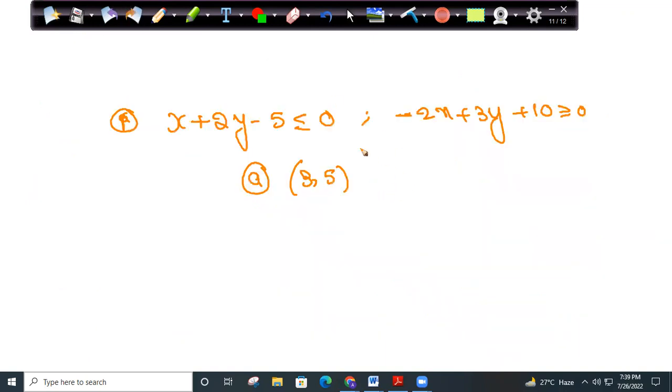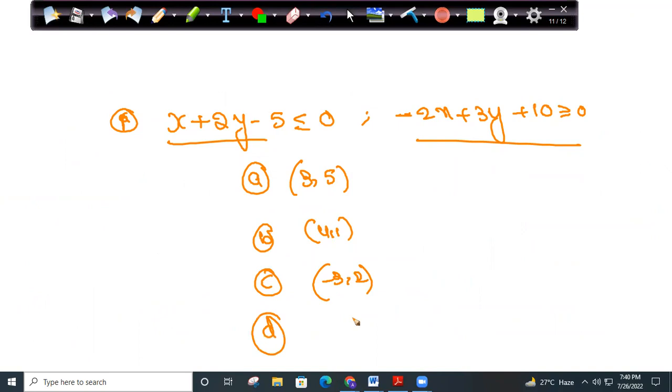So the next model I see in the general exam: they give a pair of inequalities. Which of the following is a solution to the pair of inequalities given below? They give two inequalities and they give 5 options. I'm giving random questions, so don't worry, don't try to look for the exact thing. I give 4 points and we see which of the following is the solution.